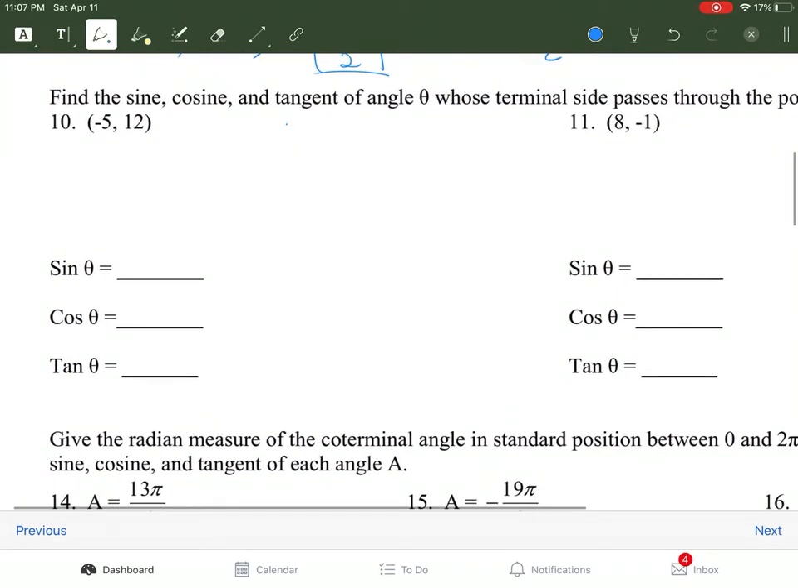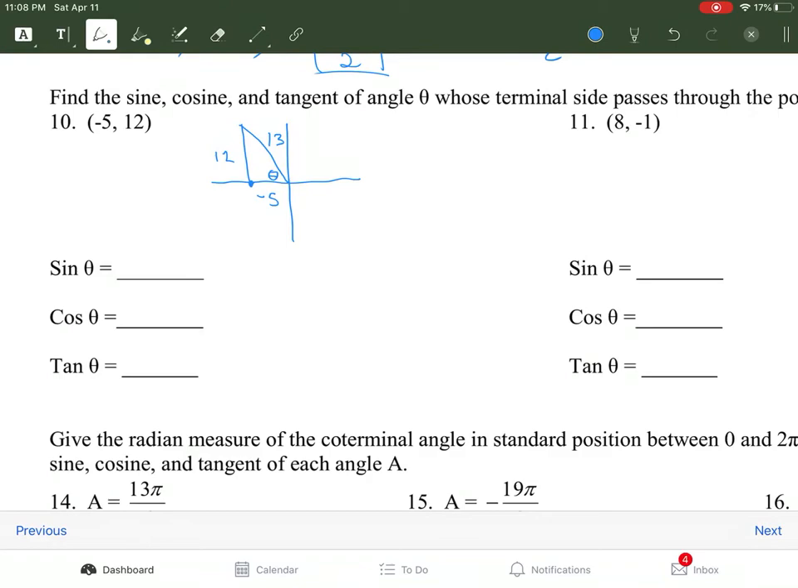All right, number 10. We're going to draw a little triangle out of this. Go negative 5 to the left, and then positive 12 up. So it makes this triangle, and our angle is going to be closest to the origin. We have to find the hypotenuse of this triangle, so we use the Pythagorean theorem. Negative 5 squared is 25, plus 12 squared is 144. That gives us 169, so the square root of 169 is 13.